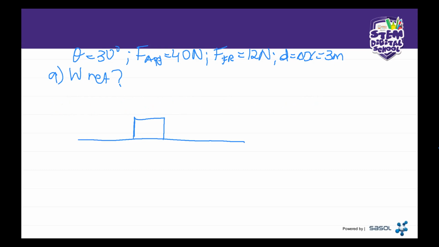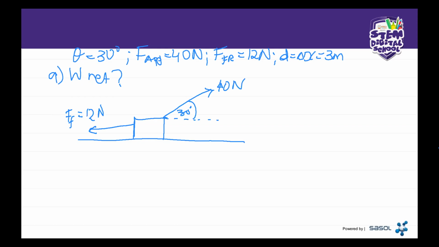And remember they spoke about an angle of 30 degrees, this force is applied, pulled. So you're pulling, which means that they both go in the same direction. This is 40 Newton, okay? And then we also have a frictional force, which is acting in the opposite direction. The force of friction is going to be equal to 12 Newton, okay?